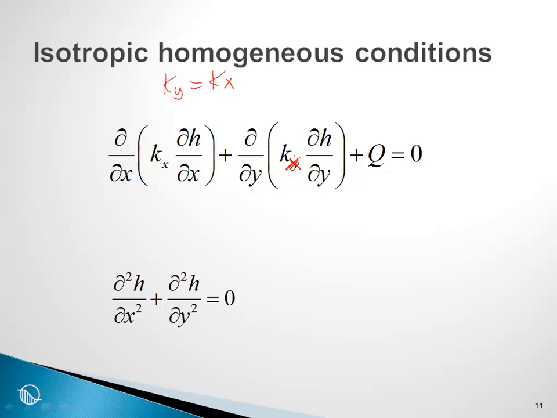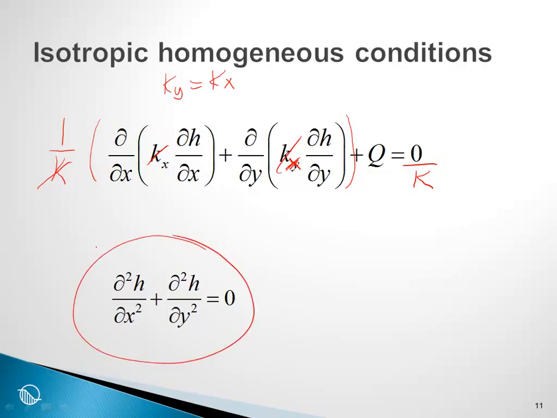We could take the equation and multiply both sides by 1 over k, and as a result k would cancel out, and we are left with this equation here. And as you are likely all aware, it is one of the most fundamental equations in physics, known as Laplace's equation.